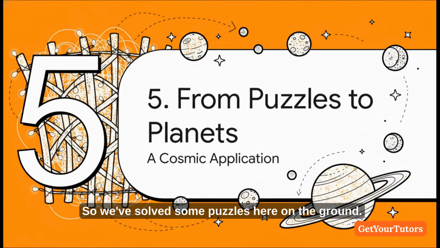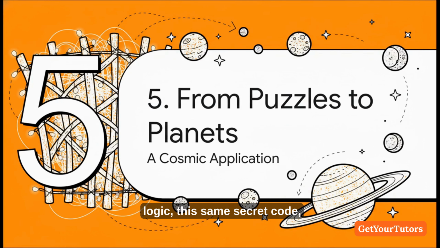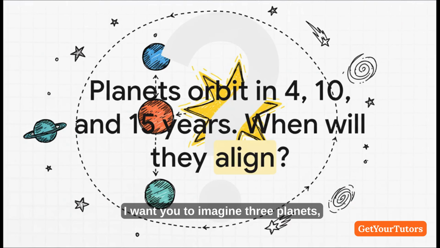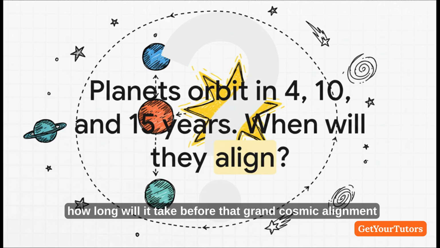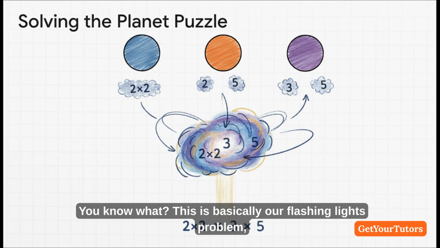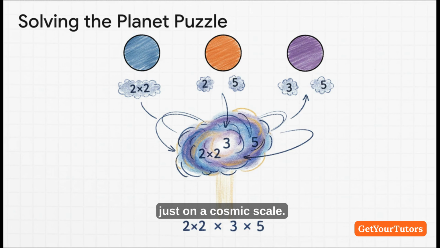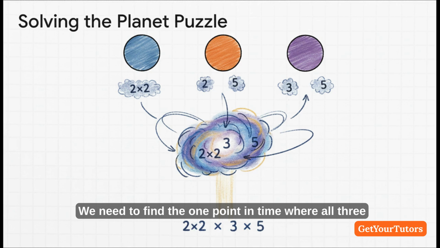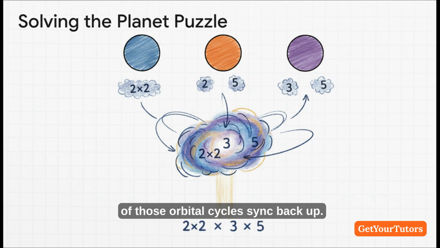So we've solved some puzzles here on the ground. But what's really mind-blowing is that this exact same logic, this same secret code, doesn't just work for fences and lights. It applies to the entire universe. I want you to imagine 3 planets, all starting in a perfect line with their sun. But of course, they all orbit at different speeds. The question is, how long will it take before that grand cosmic alignment happens all over again? You know what? This is basically our flashing lights problem, just on a cosmic scale. We need to find the one point in time where all 3 of those orbital cycles sync back up.